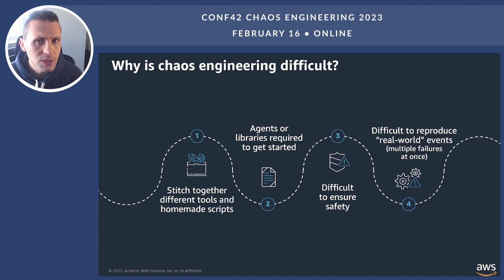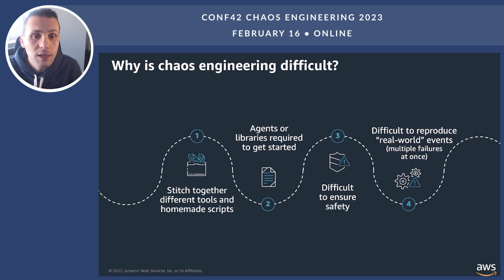And then probably the most important one, in my opinion, is it's really difficult to ensure safety. Because if you're doing chaos engineering in production environments, the goal is to find the hidden problems, but at the same time, you don't want to bring down your whole application. So how do you create guardrails to stop your chaos engineering in production, or even in tests for that matter, from bringing down the whole application and affecting your business outcomes?